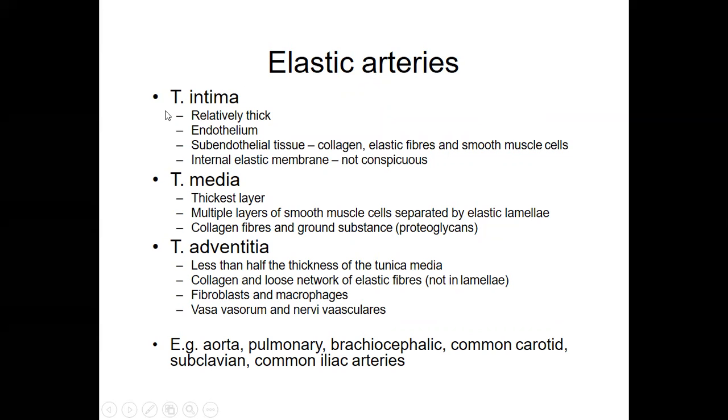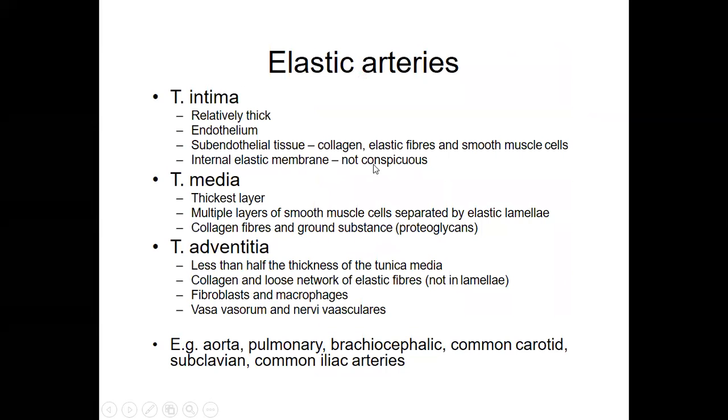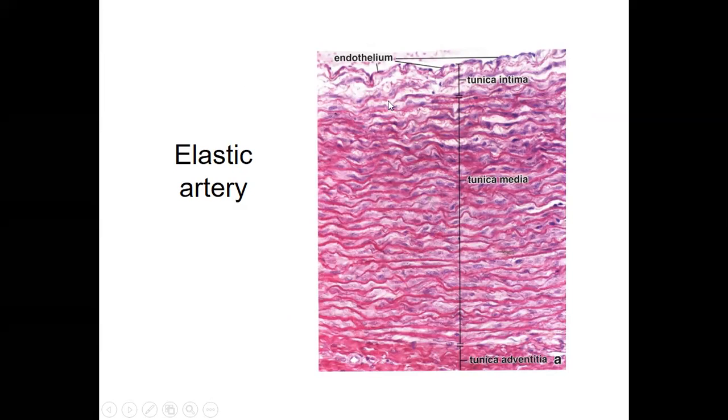For the elastic artery, tunica intima is relatively thick, and it is composed of the endothelium, and we have the subendothelial tissue beneath the endothelium, composed of collagen, elastic fiber, and smooth muscle cell. The internal elastic membrane is not conspicuous, it's not very obvious. You can see here, this is the tunica intima. So the internal elastic membrane is not obvious. It is very hard to differentiate compared to the muscular artery that I showed you just now on the early part of my lecture.